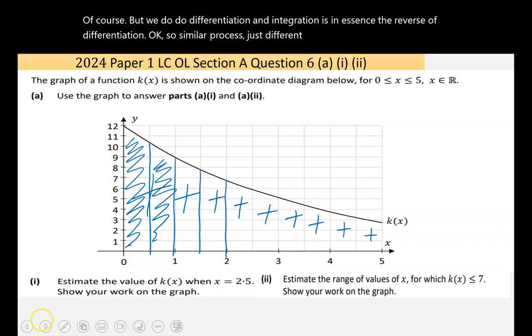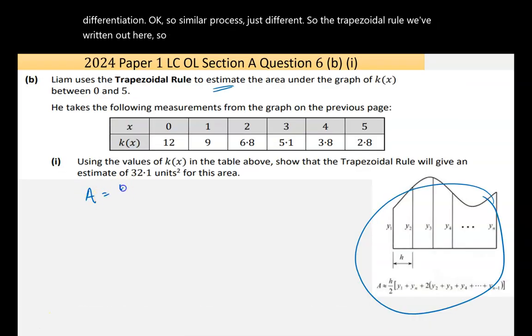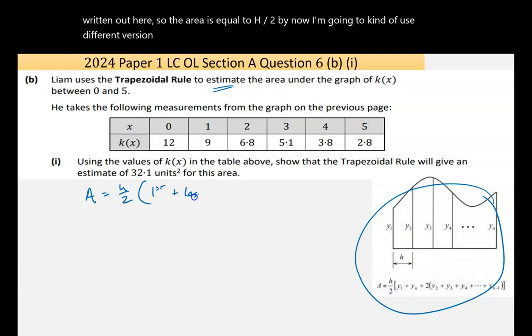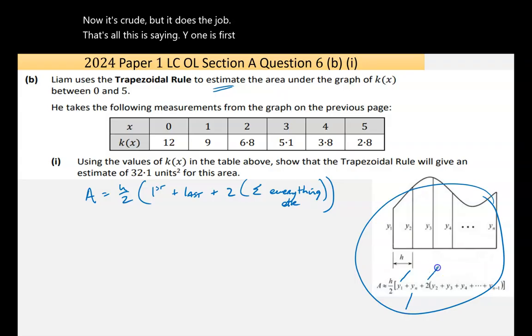So the trapezoidal rule, we've written it out here. So the area is equal to h over 2 by, now I'm going to kind of use a different version. First plus last plus twice the sum of everything else. Now it's crude, but it does the job. That's all this is saying. Y1 is first, yn is last, and 2 times everything else added together, in essence.